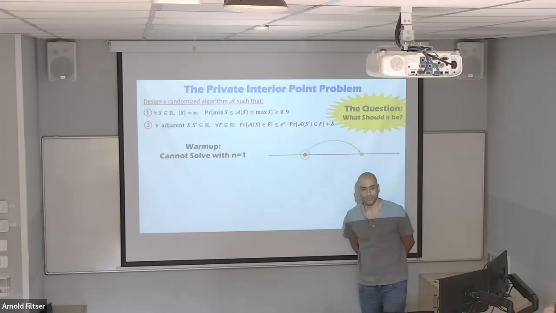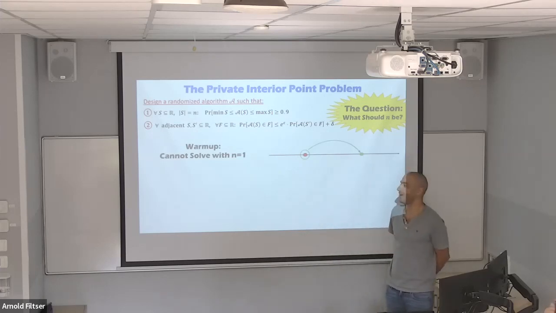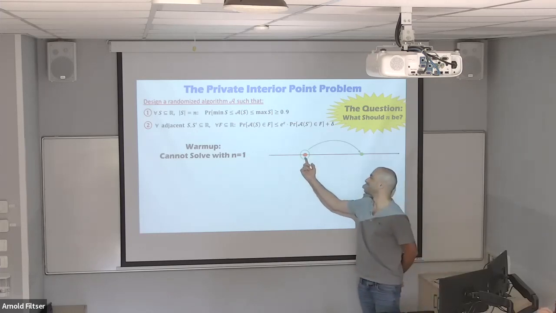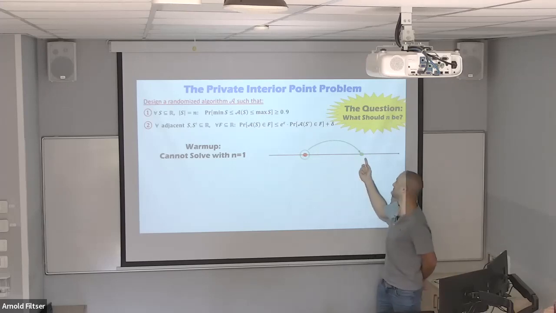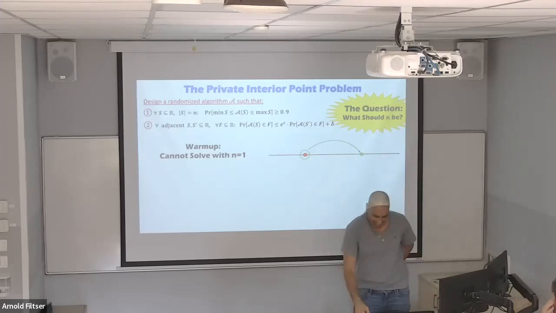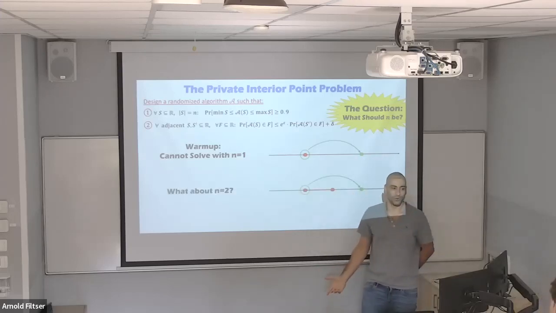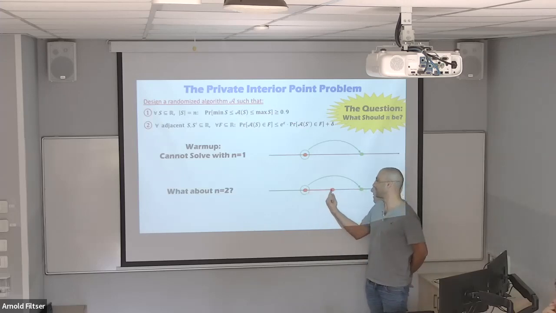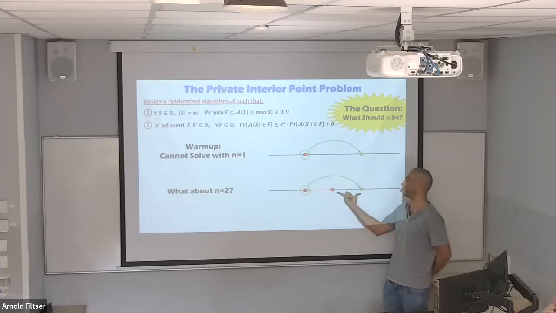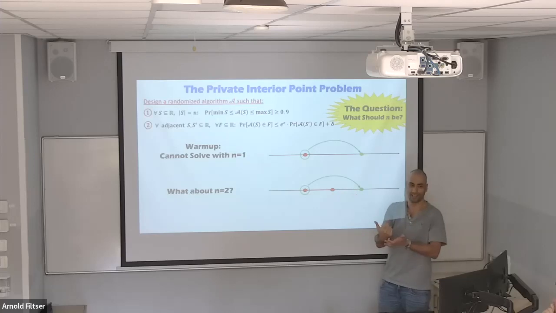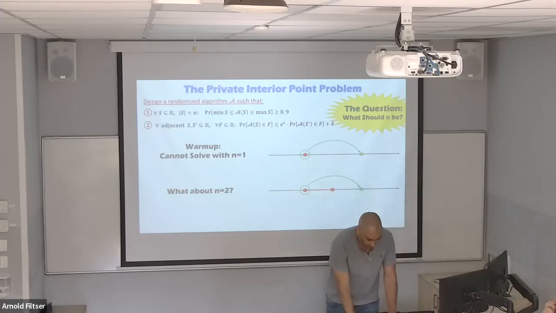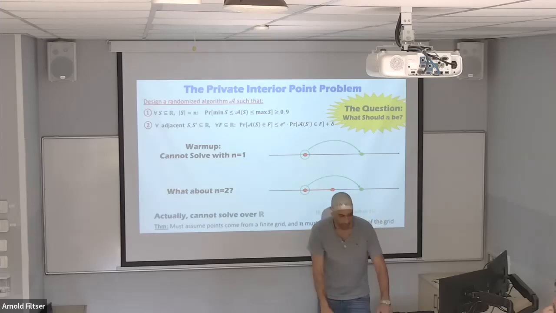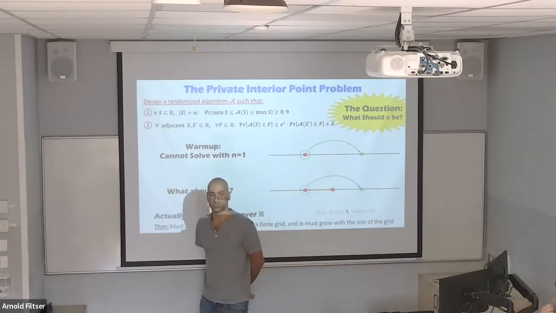So, two simple warm-ups. Clearly, we cannot hope to solve this problem when N equals 1 on a data set of size 1, because if that's the data set, that's the only interior point. I have to return this point with high probability, but if it shifts here, then I'm doomed. I cannot do it with N equals 2, because on the red input, I have to return something in this interval, but on a neighboring data set where this point shifts here, I suddenly have to return from this interval, and it's a contradiction.